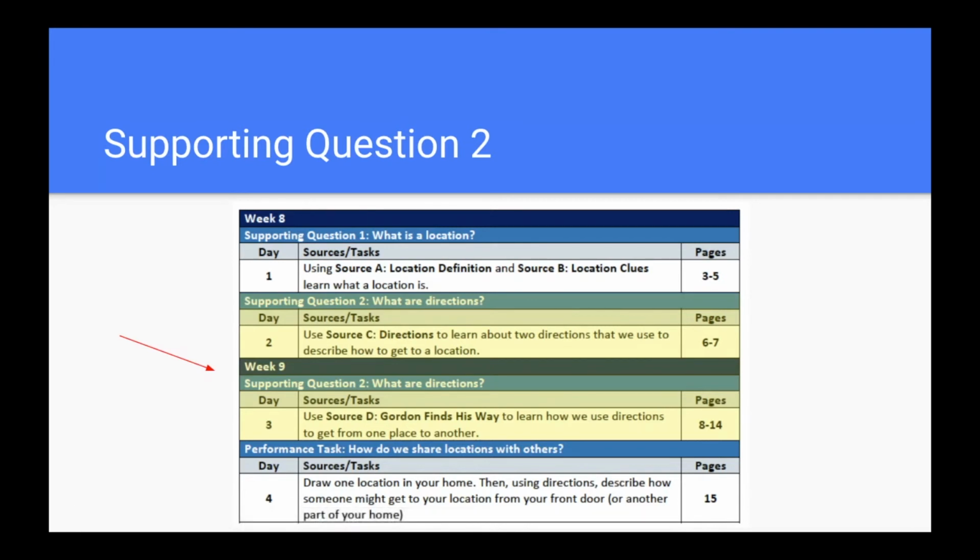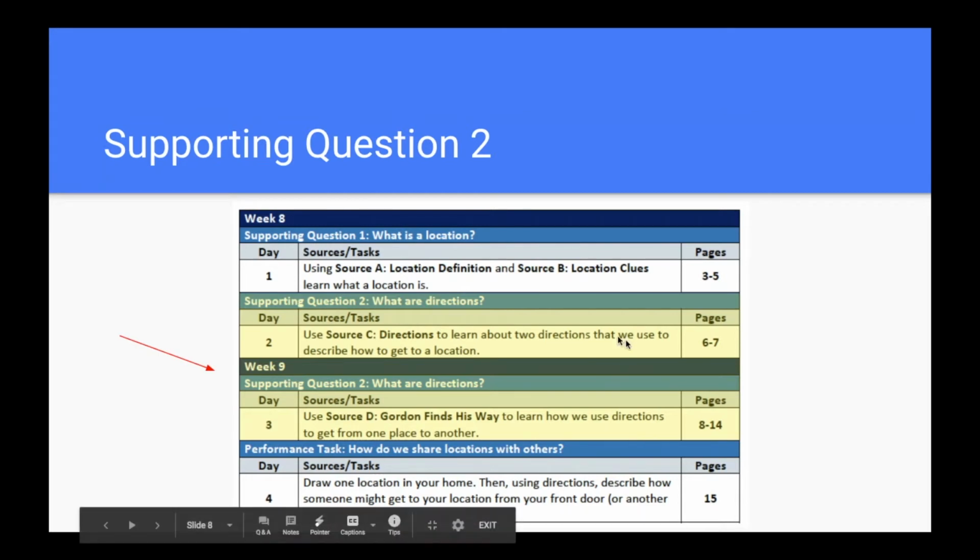Next, let's think about supporting question 2. What are directions? I was already thinking about directions earlier when I was thinking about how the maps on my phone help me to find certain locations. I wonder what other kinds of directions there are. You will spend 2 days exploring this question.